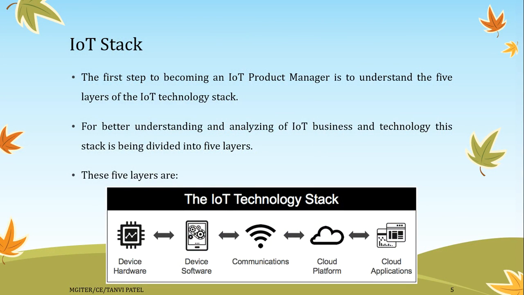The first step to becoming an IoT product manager is to understand the 5 layers of the IoT technology stack. For better understanding and analyzing of IoT business and technology, this stack is being divided into 5 layers. These 5 layers are device hardware, device software, communication, cloud platform and cloud applications.